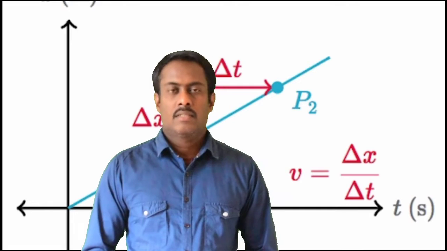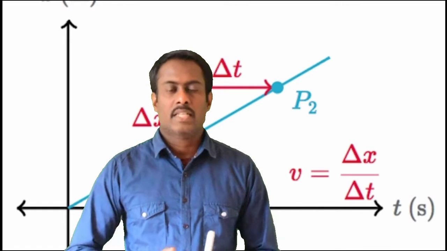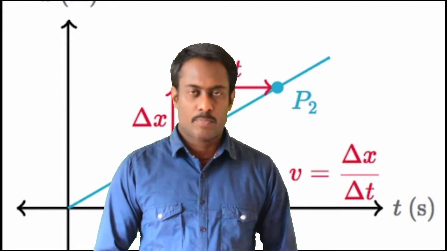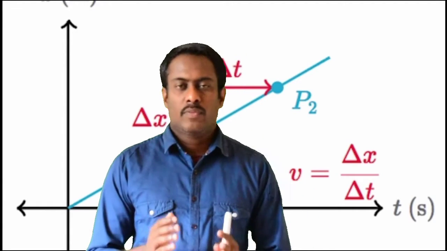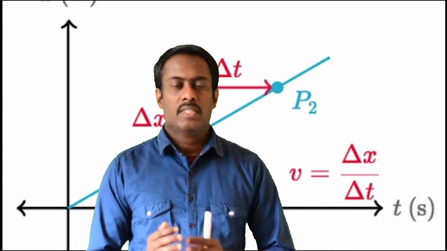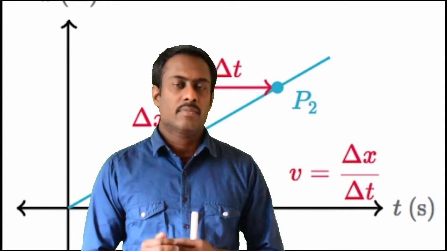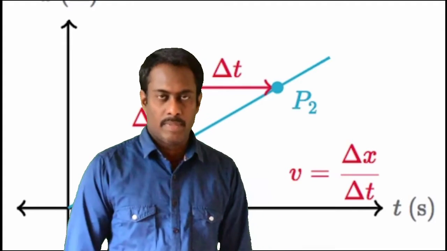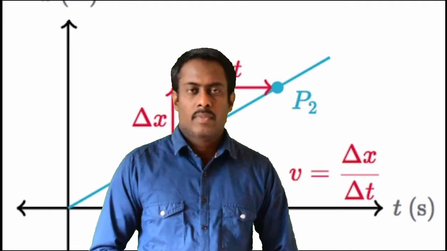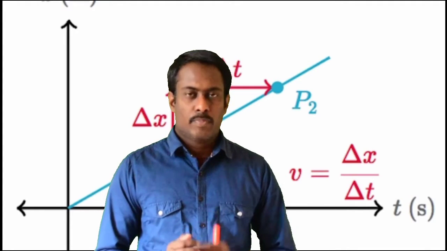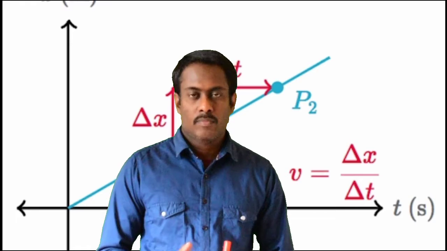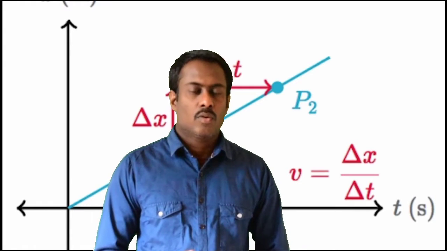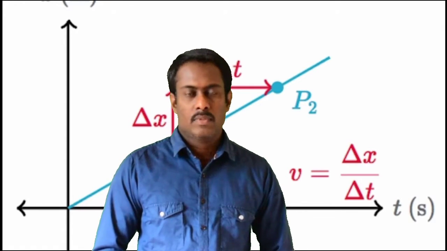It is a vector quantity. It has both direction, and the units and dimensions of velocity are the same as those of speed. Velocity is said to be uniform if an object covers equal displacement in equal intervals of time, however small the interval may be. It is important to note that an object moving with uniform speed may not have uniform velocity, but an object moving with uniform velocity will always have uniform speed.